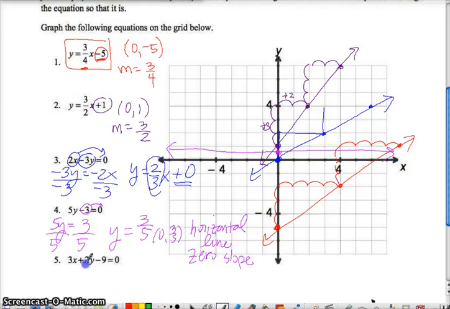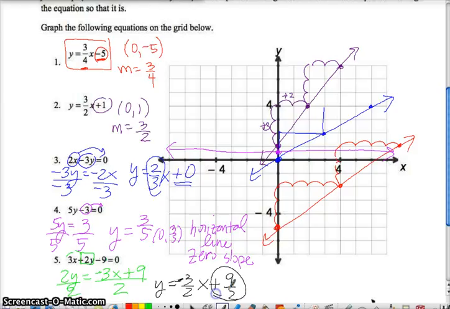So we have to solve for y, so 2y equals negative 3x plus 9. Remember, I change the sign, so positive 3x becomes negative 3x, negative 9 becomes positive 9. I divide everything by 2, that's not so nice to look at. So y equals negative 3/2 x plus 9/2. Okay, well, this looks a little confusing. My y-intercept is 0, 9/2. Oops. So that's 4.5, right? So that's 0, 4.5, because 9/2 is 4.5.